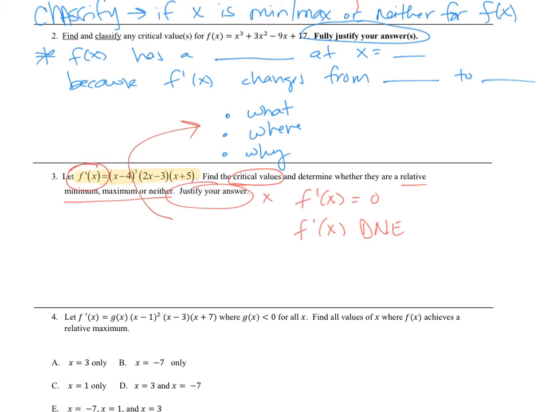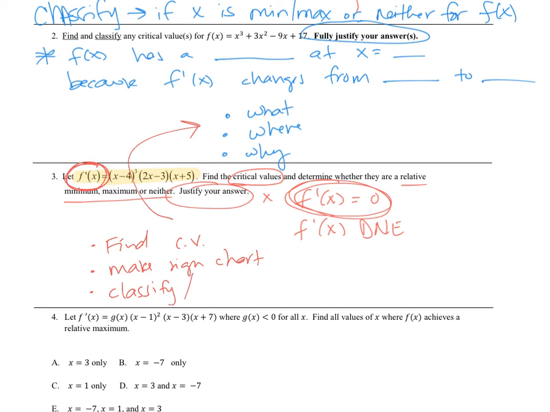Again, f prime of x is given, and to find the critical values, you're looking where f prime of x equals 0. You're going to find the critical values, okay? Find critical values, I'm abbreviating. You're going to make a sign chart, and then you are going to classify and justify.